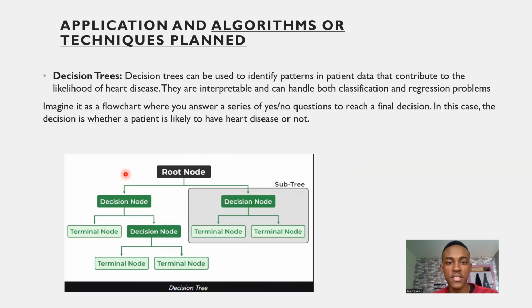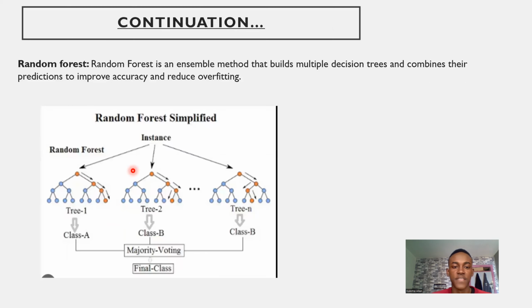Here decision trees are being talked about, and I will just pass through briefly. Imagine you answer a series of yes or no questions to reach a final destination. In this case, the decision is whether the patient is likely to have a heart disease or not. The path you take in a decision tree will determine the answer you get at the end. We also have the random forest. These are the models we were training. Random forest is like a group of different decision trees.